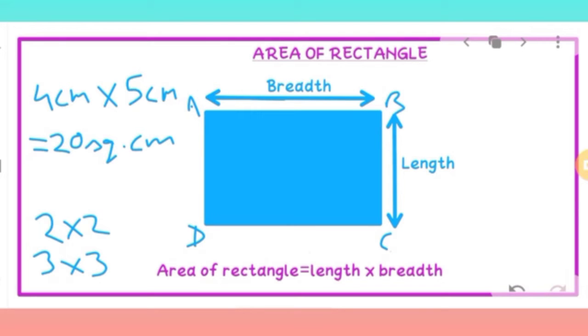So this is an important thing which you have to take care of in area, not only of a rectangle, even of any shape. Always the unit for area is in square. Then it depends on whether it is centimeter, so it will be square centimeter. If the length and breadth are in meter, it will be square meter. But it should always be in square.